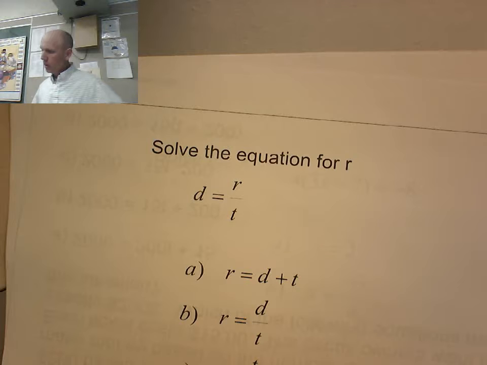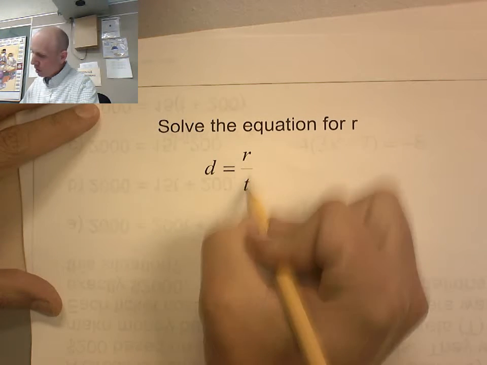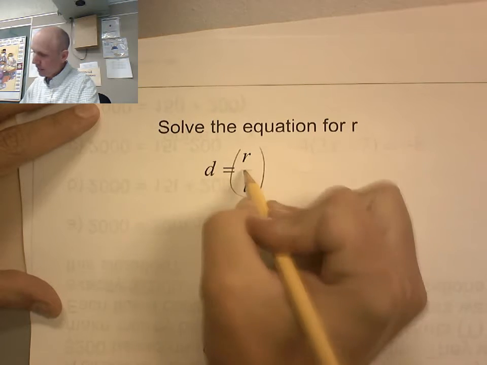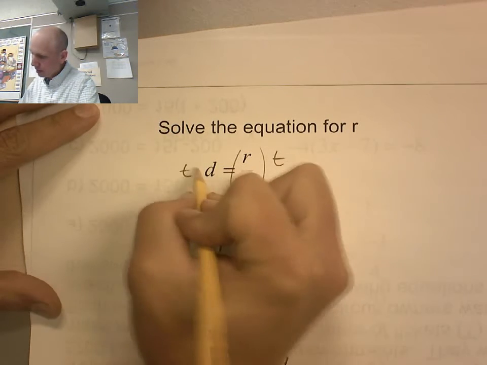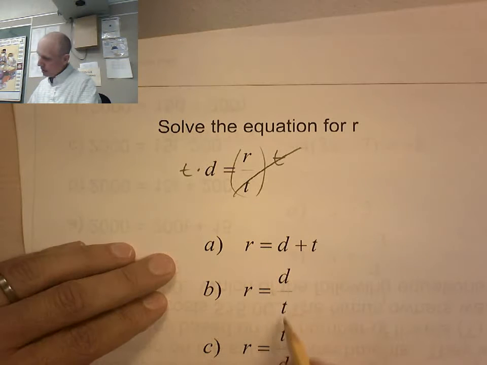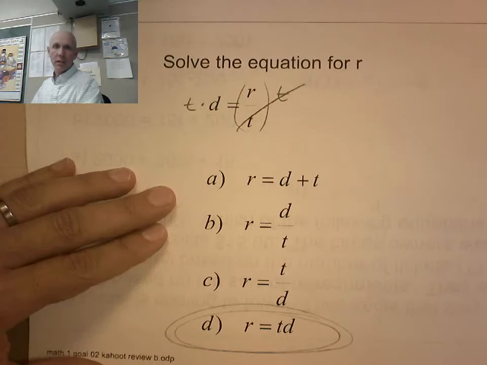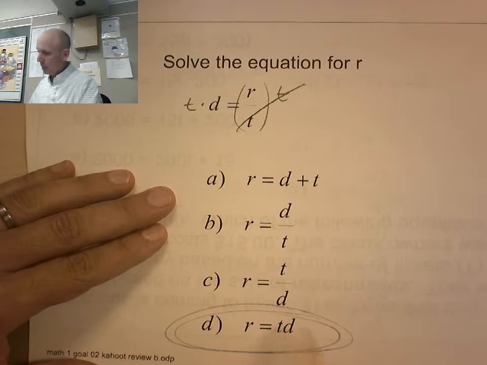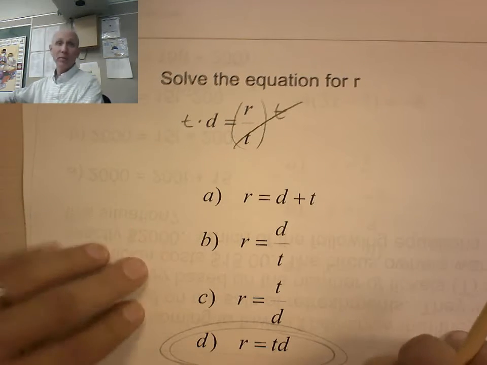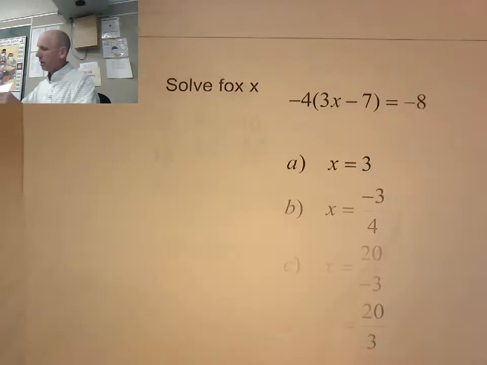All right, so solve the equation for R. That means I'm trying to get R all by itself. Who's bugging the R? The T. What's the T doing? Dividing, so I'm going to multiply both sides by T. So R equals dt, or td, either way, because multiplication is commutative. 2 times 5 is the same thing as 5 times 2.